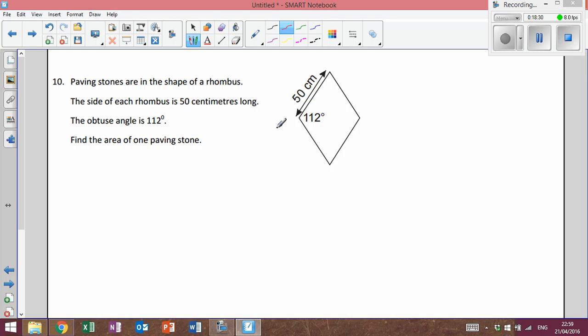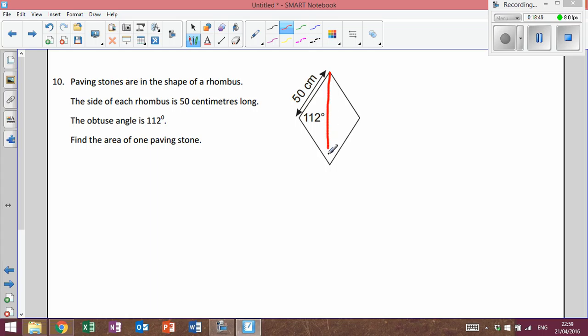Okay. So here's a rhombus. The side of each rhombus is 50 centimeters long. The obtuse angle is that. Find the area of one paving stone. Okay, so we're looking for the area. It's going to be a bit tricky here. We've not really done area of a rhombus this year. But what we have done is the area of the triangle.